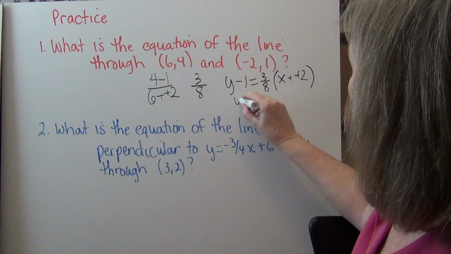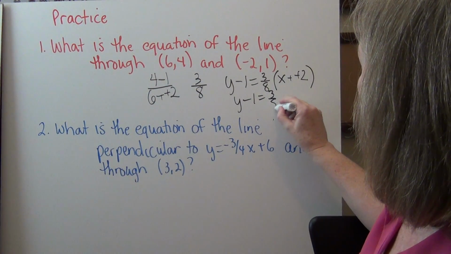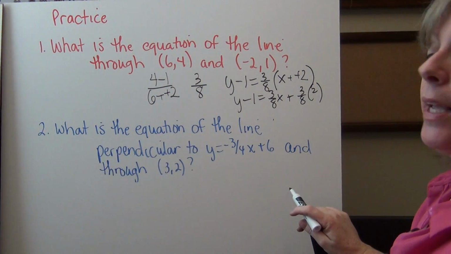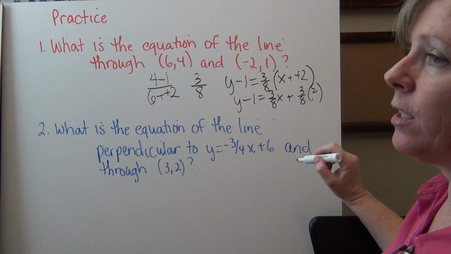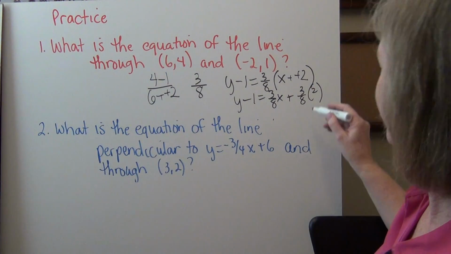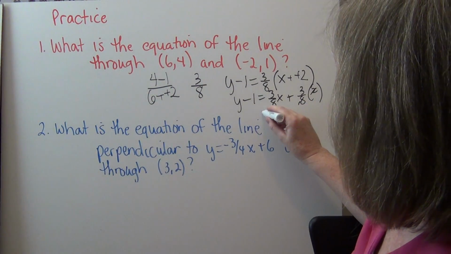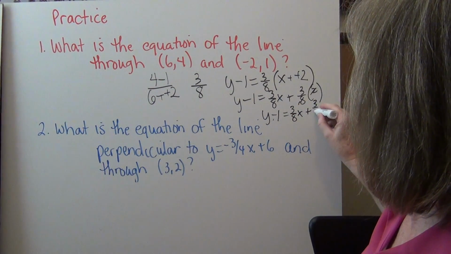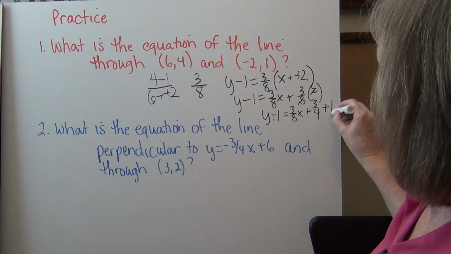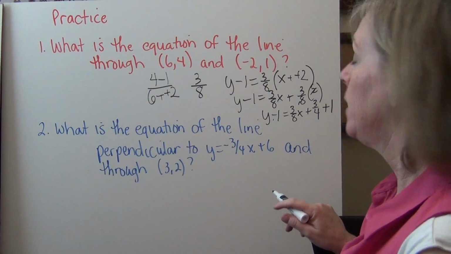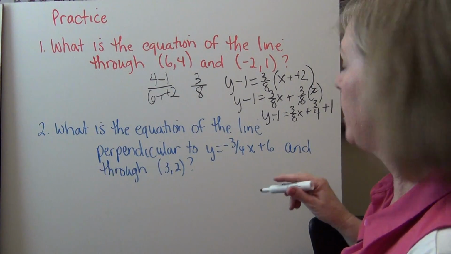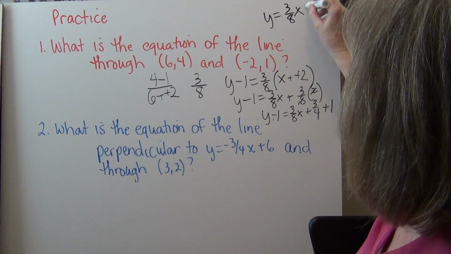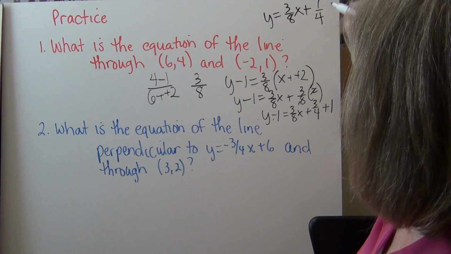So now we need to distribute. Y minus 1 equals 3/8 x plus 3/8 times 2. 3/8 times 2 is 6/8, which is what? 3/4. Okay? Y minus 1 equals 3/8 x plus 3/4. You have to add 1 to both sides. So 3/4 plus 1 is 3/4 plus 4/4, or 7/4. And my final answer here would be y equals 3/8 x plus 7/4.